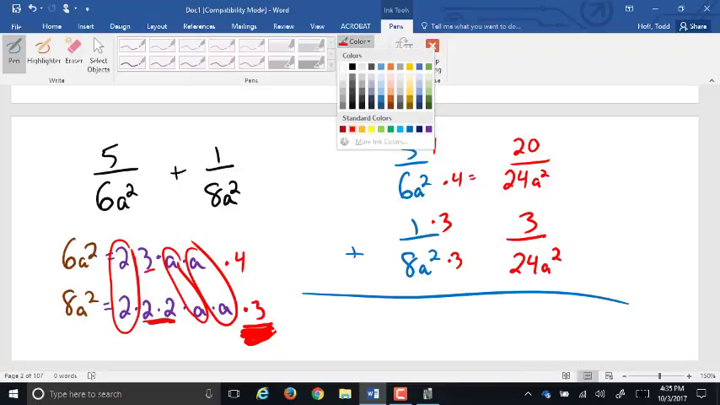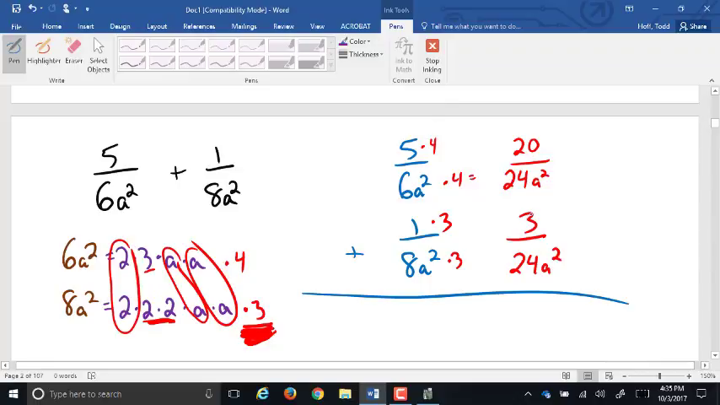So now we go to add. 20 plus 3 is 23. Over, we keep the common denominator of 24a squared.